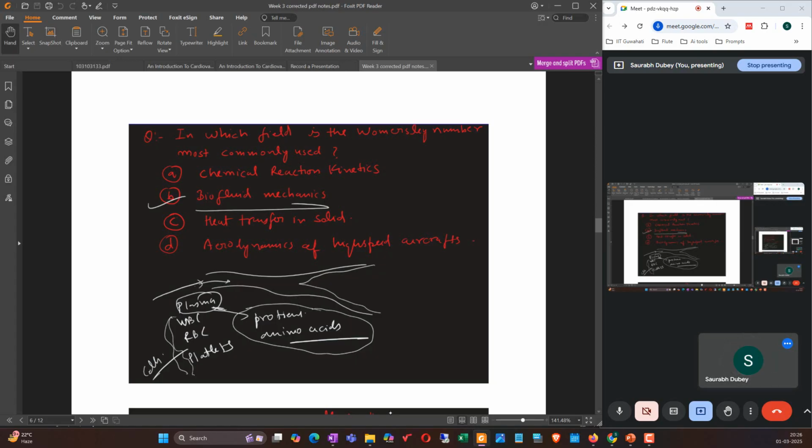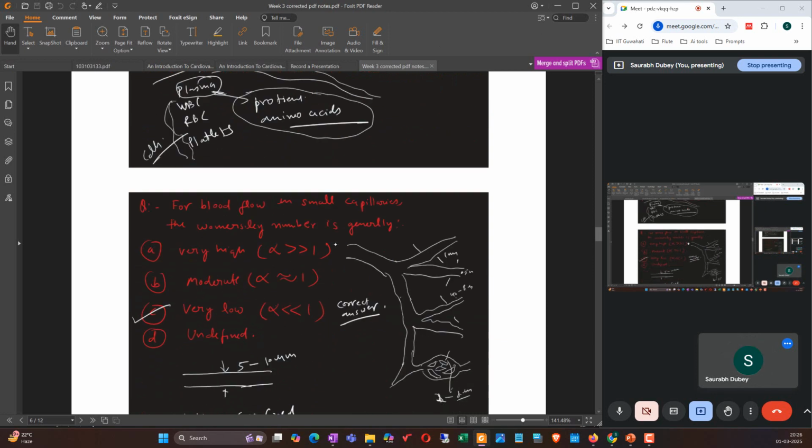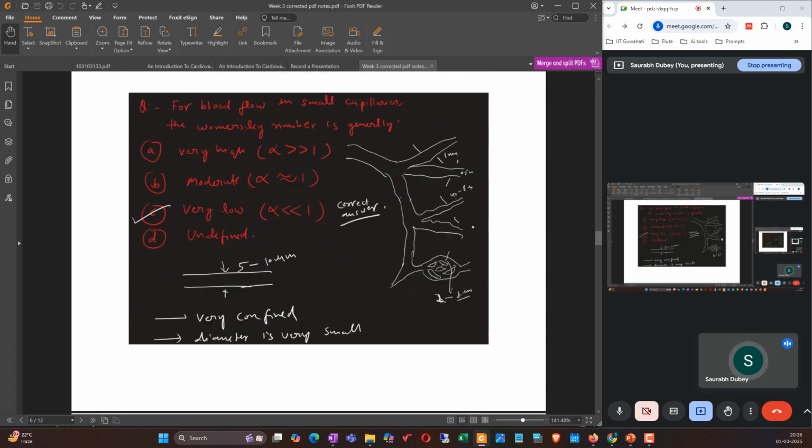Because of that, these discussions are going on, like the transport of these species around the body. So another question was for the blood flow in the small capillaries, what the Reynolds number is generally.